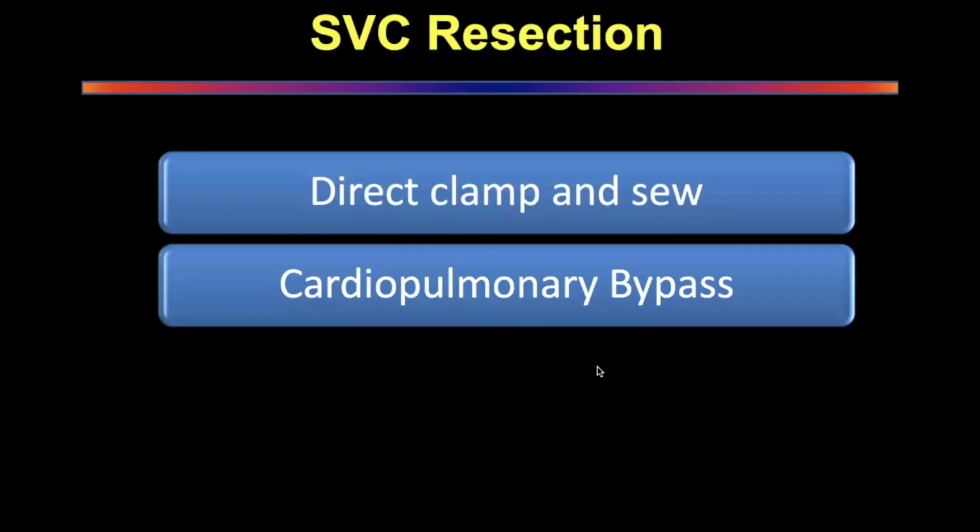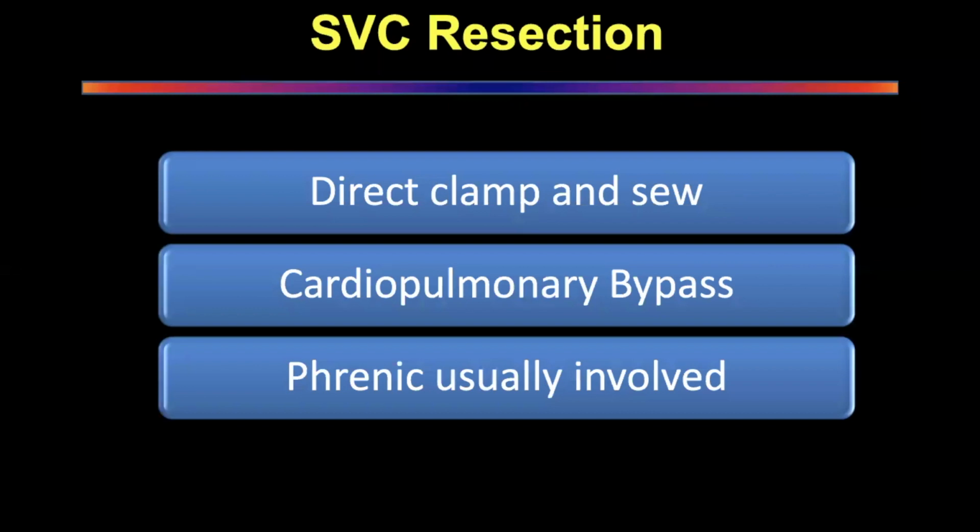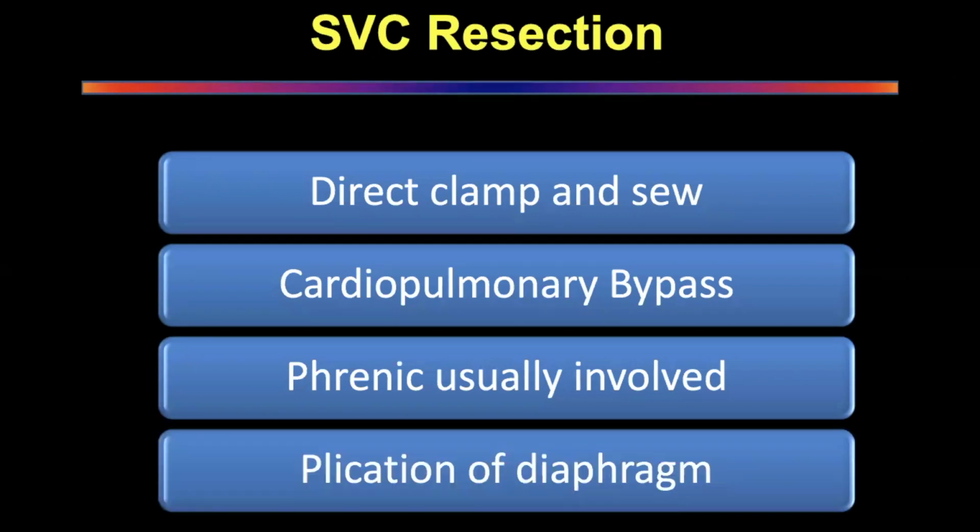Or you could go on to cardiopulmonary bypass and get control of the heart and then go do this thing. Usually when you're doing SVC resections, I found that the right phrenic is involved. Very often you have to actually sacrifice the right phrenic. If you are sacrificing the right phrenic, you've got to be sure that the patient has got adequate pulmonary reserve, that he will tolerate one phrenic being resected.